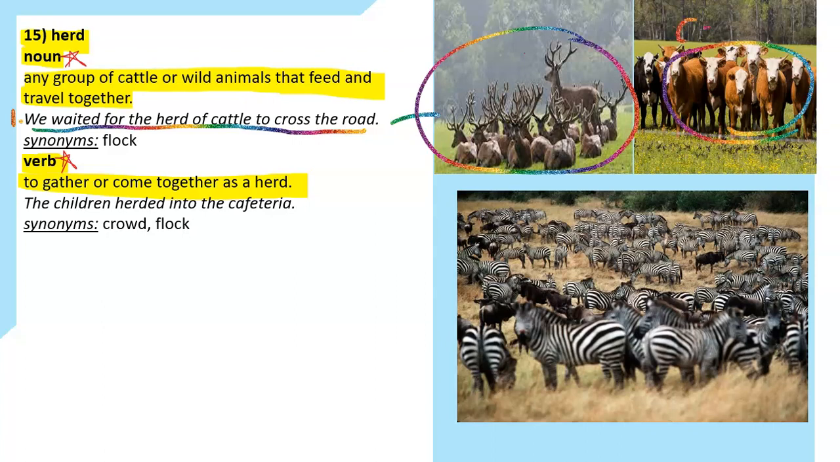Here is a herd of cows. Here is a herd of zebras. Maybe you can make a sentence talking about something that they are doing. For example, the herd of zebras is eating grass, or the herd of cows is running on the meadow. Or you can use it the second way as the verb, to gather or come together. The children herded, they came together, into the cafeteria. Or the children herded into the bus. They came together into somewhere.